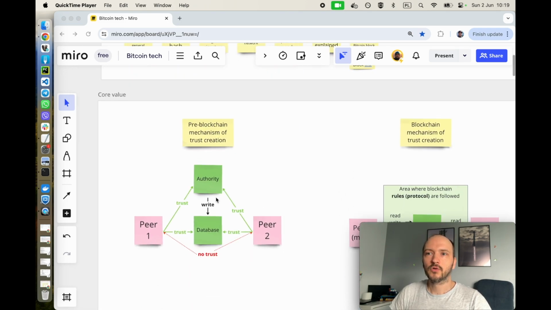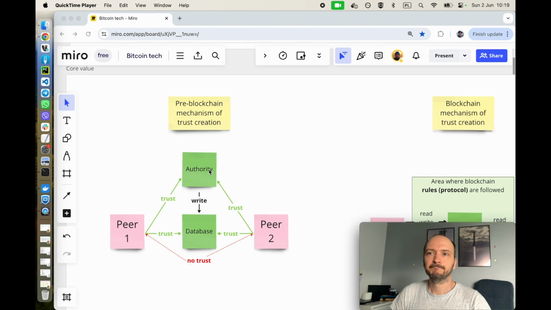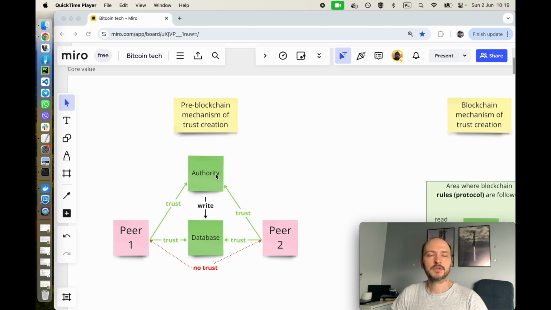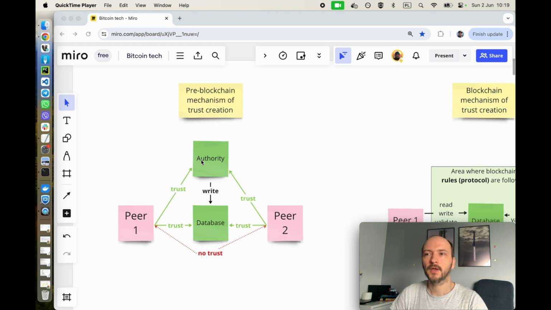First thing is about the core value of Bitcoin. To understand the core value of Bitcoin, let's first understand what the alternative looks like. The core thing that Bitcoin is about is trust. And the classic mechanism of trust creation is like that. We have peers that require trust, for example clients on the internet or clients of a bank, and they trust some authority, for example the state or the head office of their company or something like that.